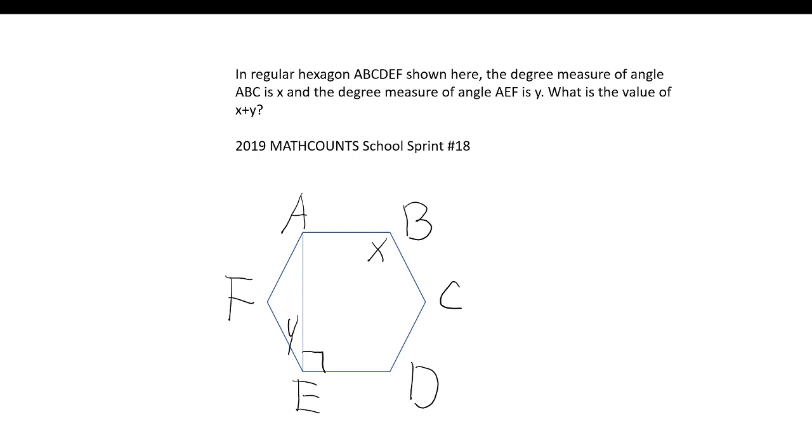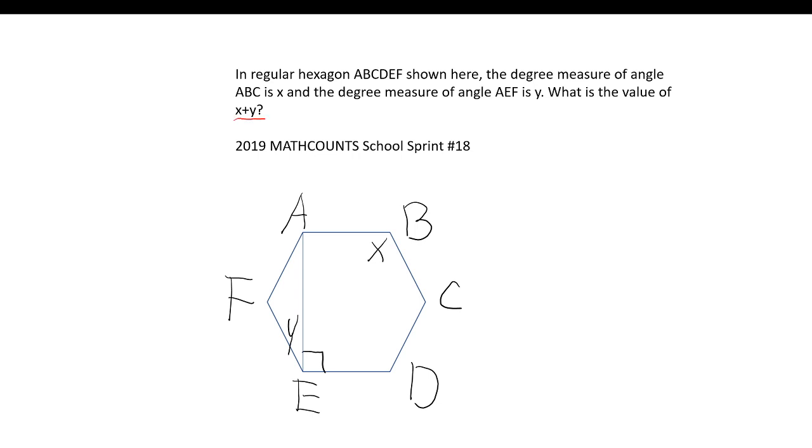Now we have something more angle chasing style, or more geometry style. We have a regular hexagon ABCDEF shown here. The degree measure of angle ABC is x, so we have x over here. And the degree measure of angle AEF is y. What is the value of x plus y? So we're asked to compute x plus y.